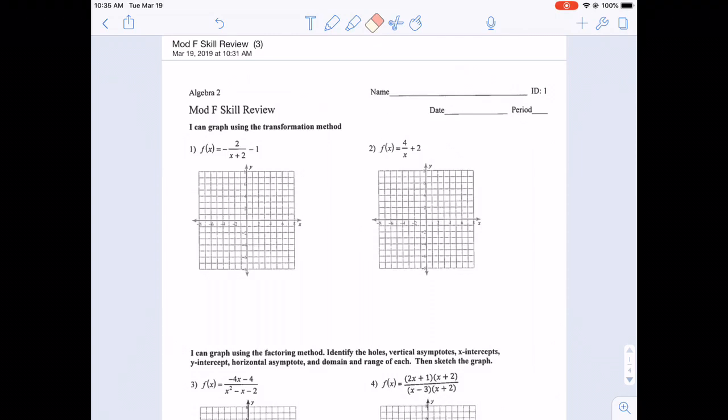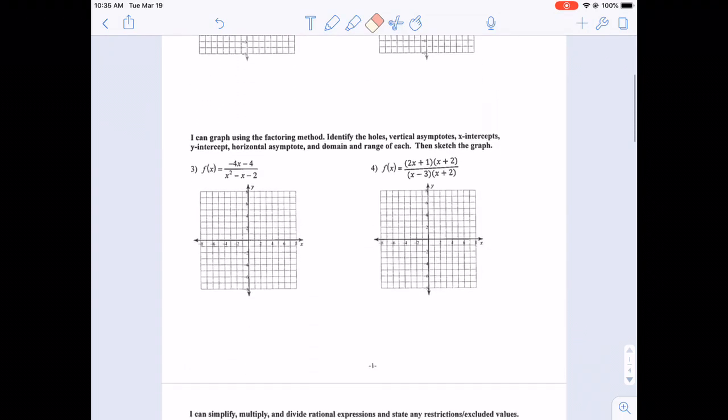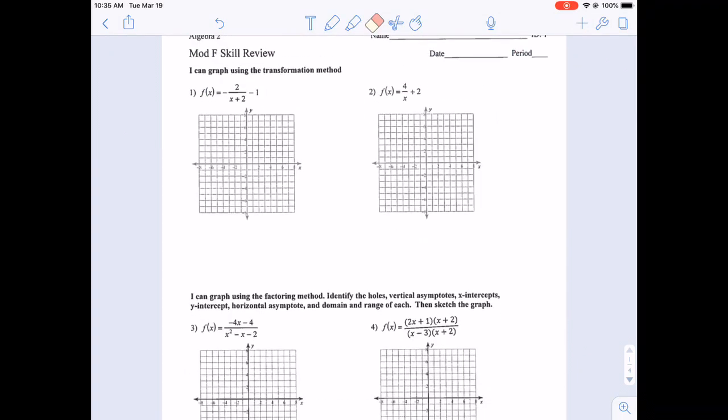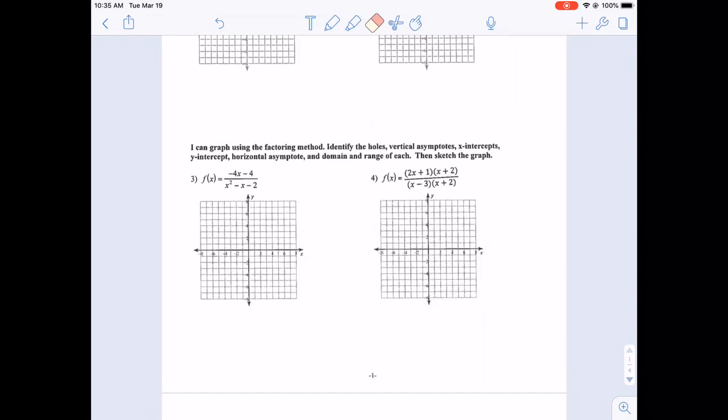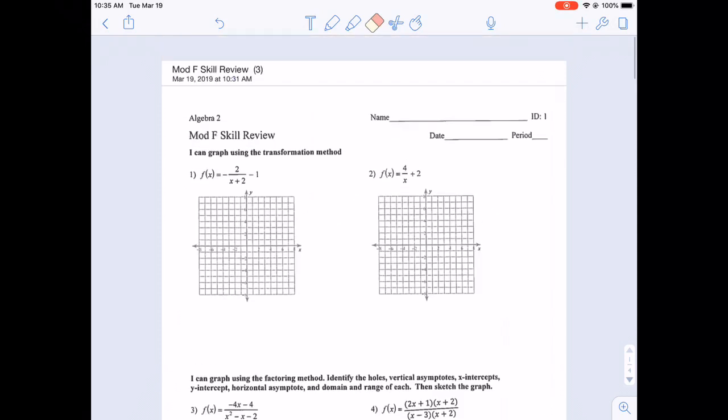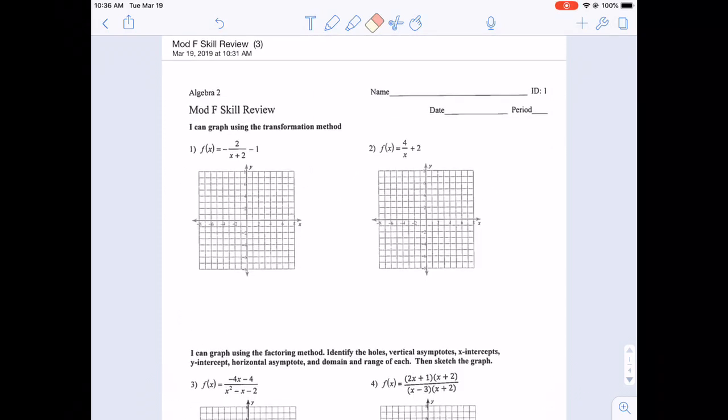We are essentially at the end of our Mod F unit, and so we are now going to work on our review. The first 4 questions on our review are graphing. We had 2 different methods of graphing. I'm going to go through one of each, although I am going to do number 3 and start you on number 4. In the rest of this video, I will go through all of the odd questions.